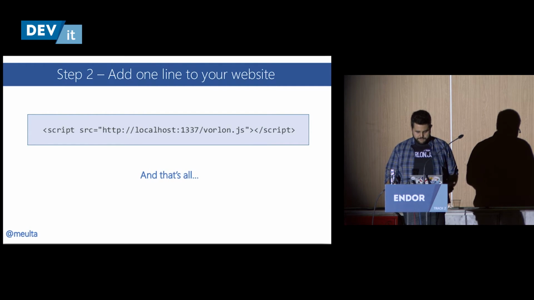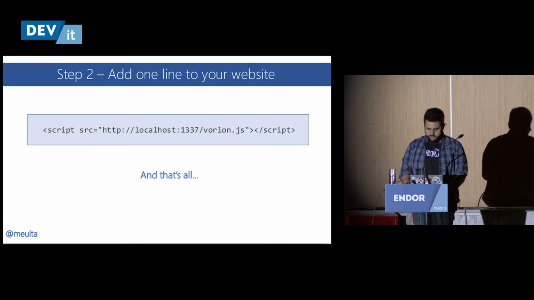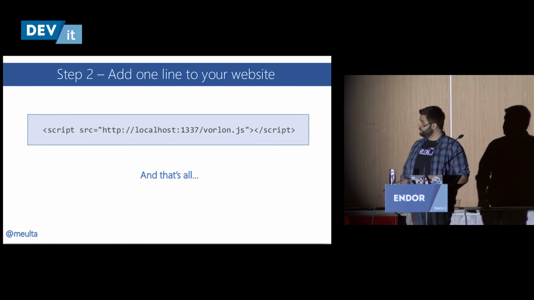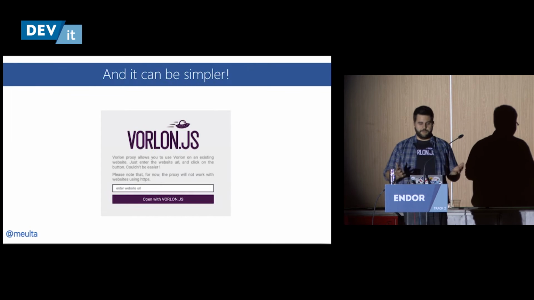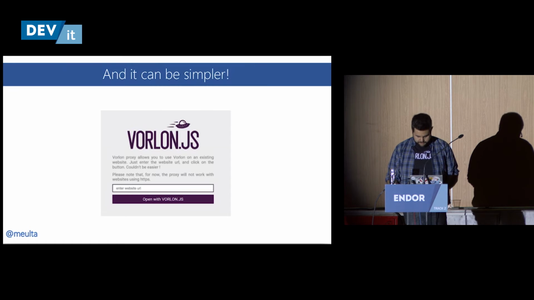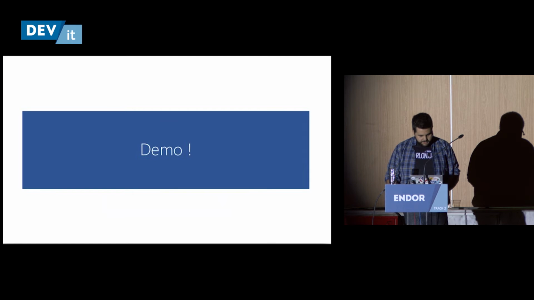The second one is obviously to install using npm, and once you have it, you can just say vorlon there, and it's going to start the server, so then you will be able to use it. It's not really easy to read, and there are some errors, but that's normal, it's an open source project. What you have to do in the web page that you want to debug is simply add this line of code.